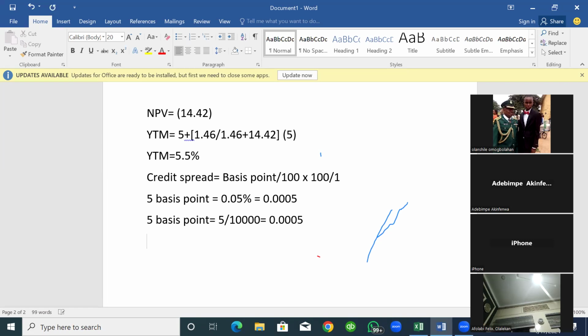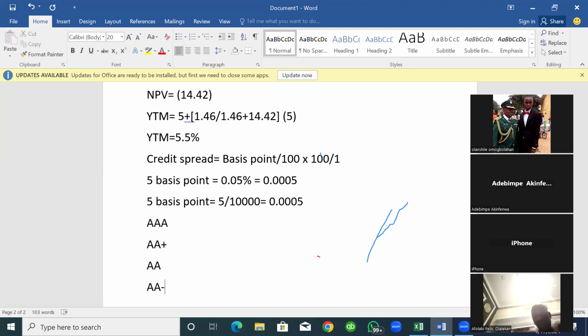Let me write what I mean here. So we have AAA, AA plus, AA, AA minus, and like that, BBB plus, BBB, BBB minus, BB plus, BB minus. What all these are saying is the credit worthiness, how strong it is to pay back the loan. Obviously, AAA is extremely strong, this person will pay back. All these Dangote people, they will pay back their debt.